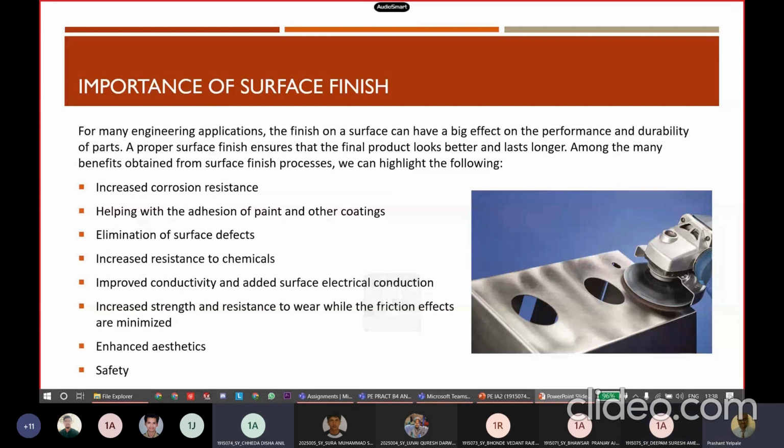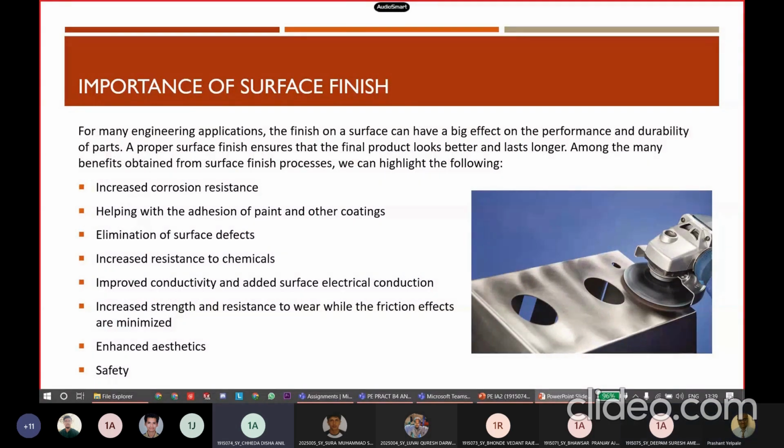Importance of surface finish. Surface finish is not only important to make the finished product look good and appealing, but from an engineering point of view, for many applications, the finish on a surface can have a big effect on the performance and durability of parts. The rough surfaces generally wear more rapidly and have a greater friction coefficient than smooth surfaces, and the irregularities tend to form nucleation sites for breaks or corrosion. However, roughness may encourage the desired adhesion. Hence, the required surface finishes are very much determined by the function and use of the component.